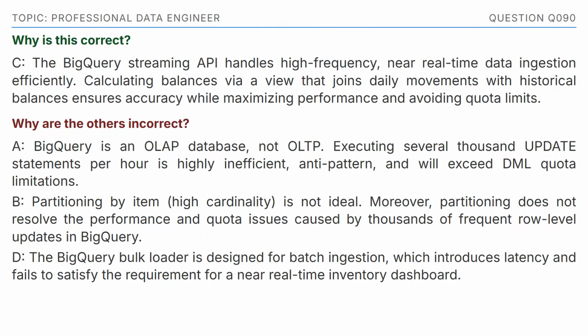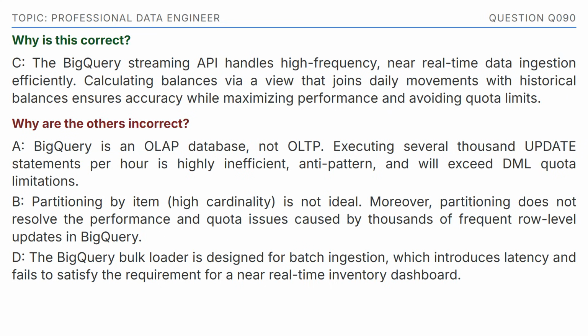C. The BigQuery streaming API handles high-frequency, near real-time data ingestion efficiently. Calculating balances via a view that joins daily movements with historical balances ensures accuracy while maximizing performance and avoiding quota limits. Why are the others incorrect?